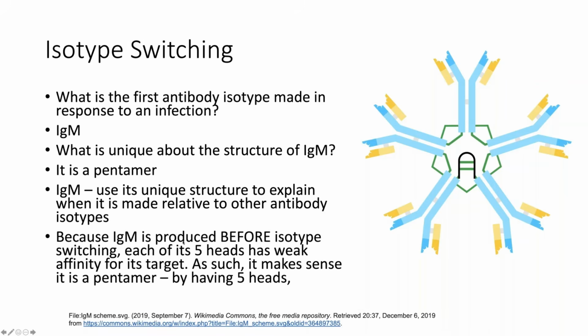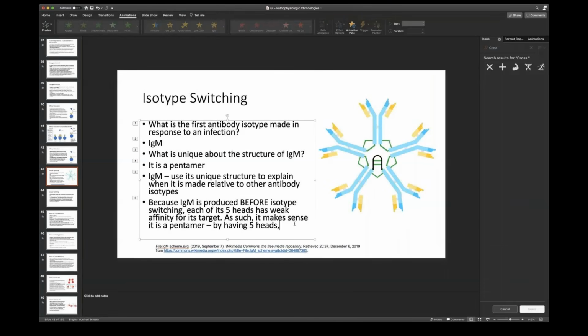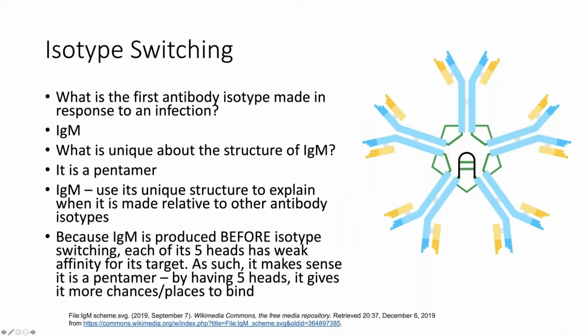So awkward question. So basically the idea is that because IgM is produced before the isotype switching, each of its 5 heads has weak affinity for its target, right? Because it makes sense, because by having 5 heads, I guess it gives it a better chance to bind, more chances or places to bind is sort of the way that I would think about it. This is sort of a hand-wavy explanation, but this is the way that I would think about it.